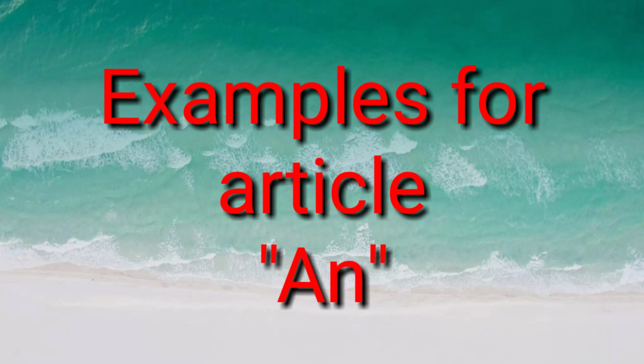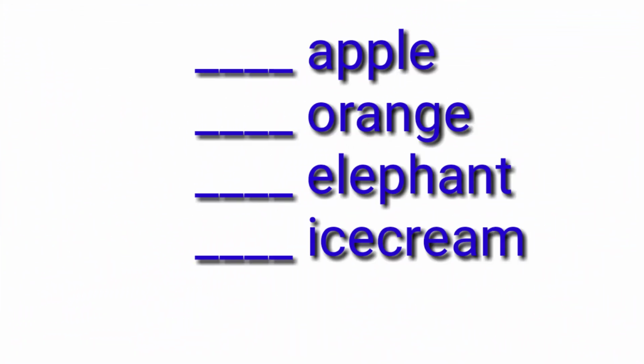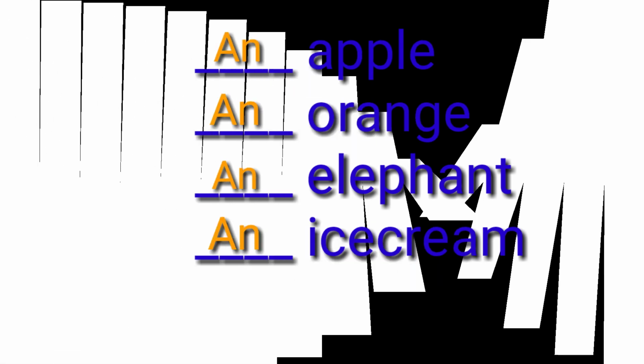Now we have some examples for article an. Here we have some words like apple, orange, elephant, ice cream. All these words begin with a vowel sound. So we should use the indefinite article an before it. The next one is hour. The word starts with a consonant letter, but here H is silent. So we should use the article an.